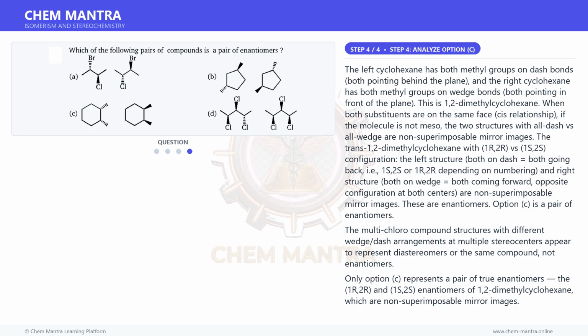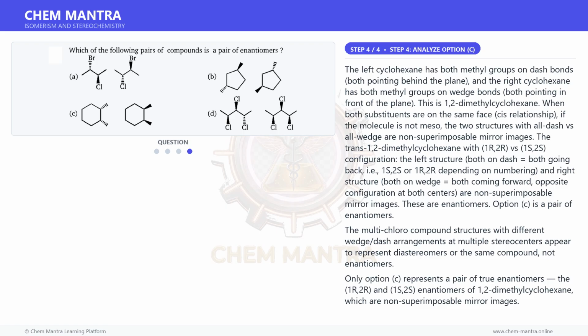And for the final step, the left cyclohexane has both methyl groups on dash bonds, both pointing behind the plane, and the right cyclohexane has both methyl groups on wedge bonds, both pointing in front of the plane. This is 1,2-dimethylcyclohexane. When both substituents are on the same phase, cis relationship, if the molecule is not meso, the two structures with all dash versus all wedge are non-superimposable mirror images.